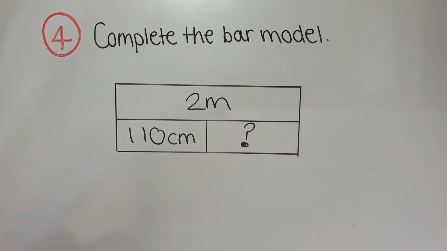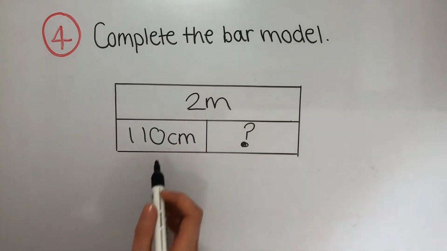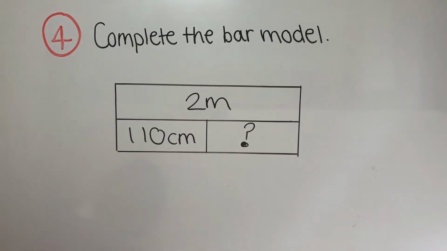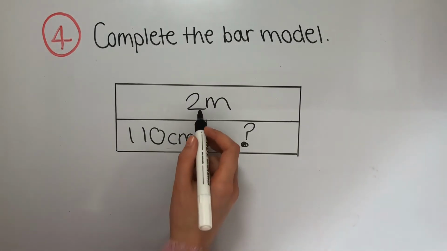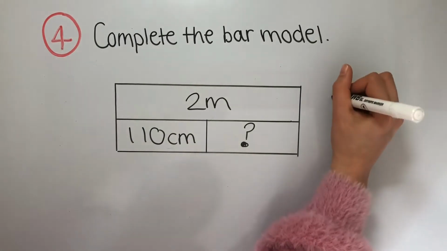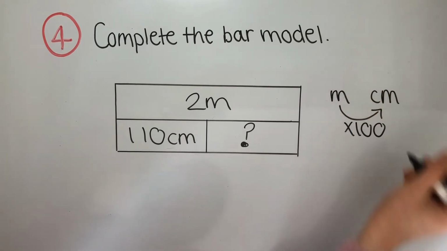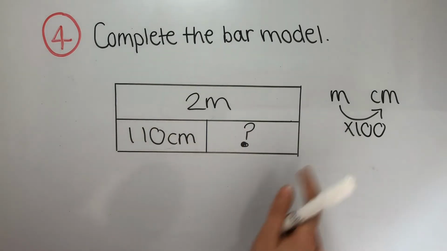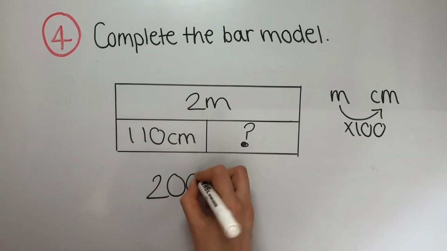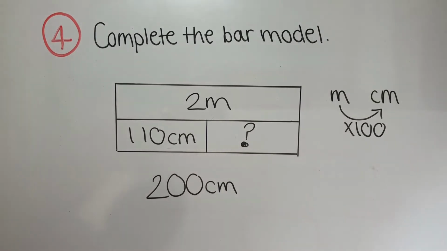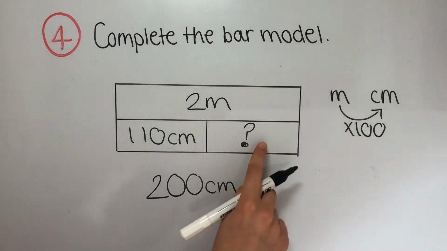Question 4. Complete the bar model. We've got 2 metres equals 110 centimetres plus something. We need to work out what would be in this box. We're going to convert the 2 metres into centimetres. Metres into centimetres we times by 100. 2 times by 100 is 200. 200 centimetres. We already have 110 centimetres, so we're going to take that away from our 200 centimetres to get our missing answer.